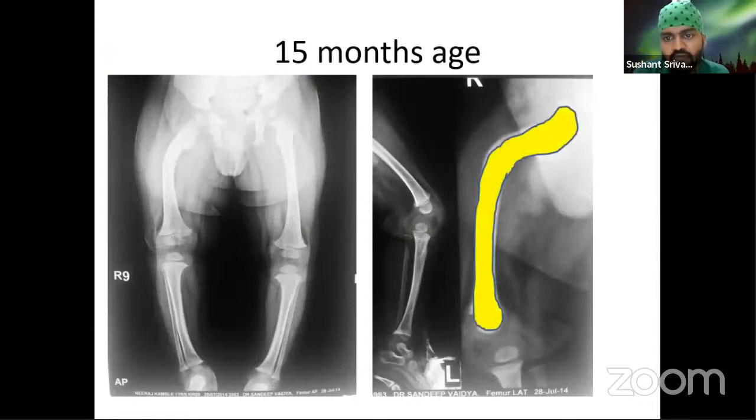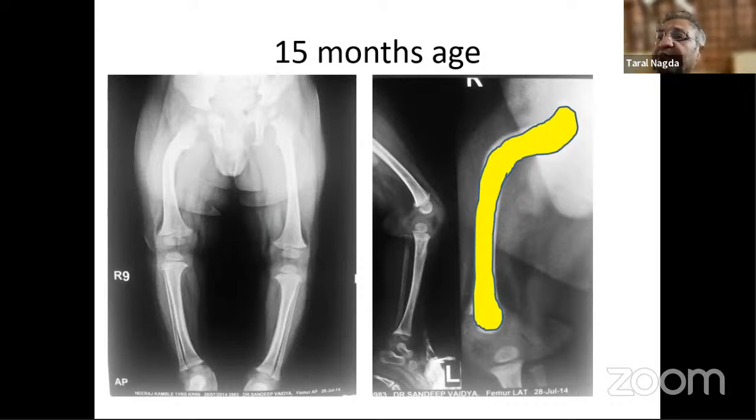So there is a curve, a deformity which is being seen, and I would call it a procurvatum deformity. So almost 60, 70-degree deformity. I really don't know whether this will remodel. Of course, there are chances that most of it would remodel.